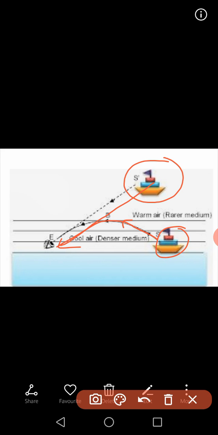It is called looming. So why is this happening? This is again due to total internal reflection. It is not always found, not like in cold regions we will always find looming. Two conditions have to be satisfied.